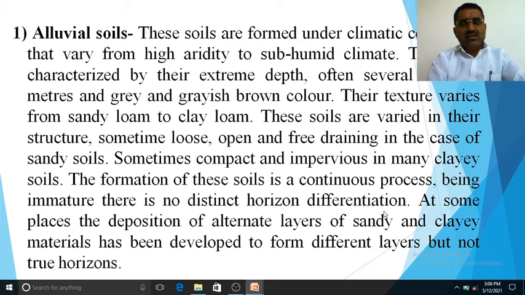Means we can't see a particular zone or horizons in the vertical section of this soil. At some places, the deposition of alternate layers of sandy and clay materials has developed to form different layers, but not horizons. We can't see horizons or distinct layers in these soils because there is a continuous process, and the material is the same, that is mud or very fine material that is deposited on the banks of the river as well as in the seas, lakes and ponds.